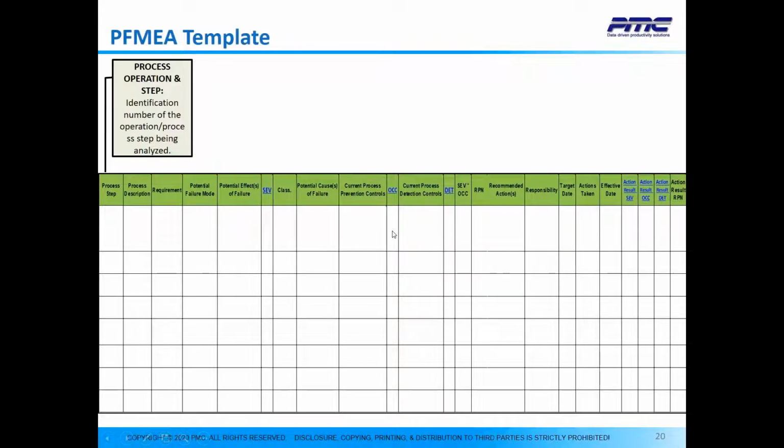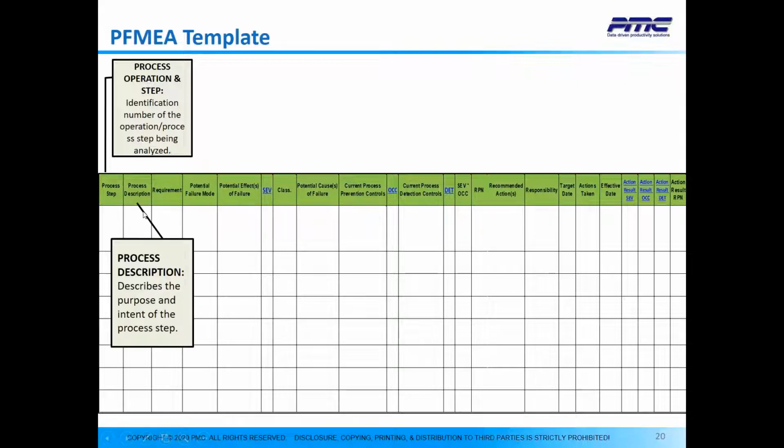So from here, I provided some additional information about what each column is about. The process operation step is the identification number of the operation. One of the reasons we're doing that is because the PFMEA has two other documents or tools that are linked. It starts with the PFD, Process Flow Diagram, and the process steps and descriptions come from the PFD. So it's best that we define those steps so we can match the PFD and PFMEA. After this, there's a control plan where we take the process step, description, and requirements from the PFMEA and move them into the control plan. We'll talk about that later in one of the future webinars.